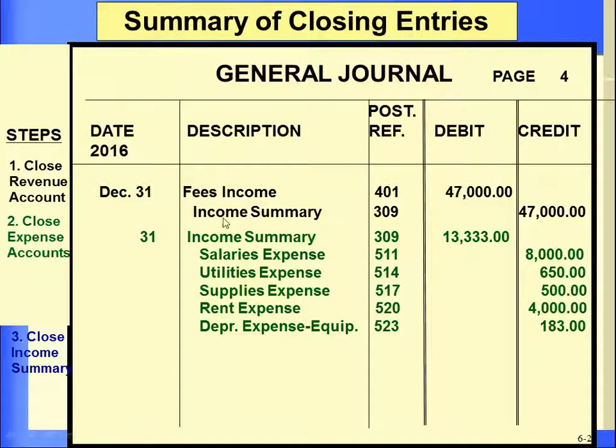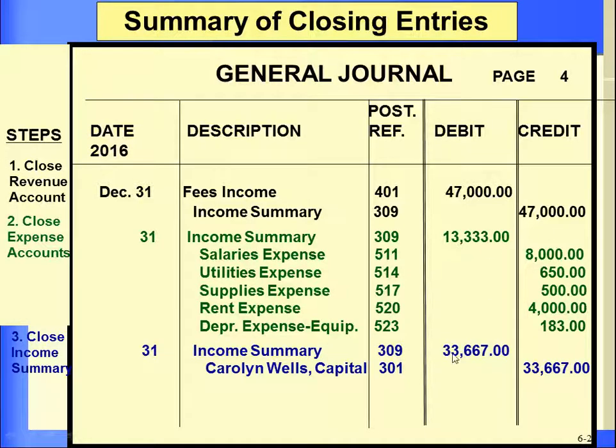Then we close the income summary account. So right now it has a credit and a debit. That difference, so this right now has a balance of 33,667. If we take this minus this, the balance right now is a credit. So we have to make that a 0. So we take this number to make it a 0. And we're adding that to capital.